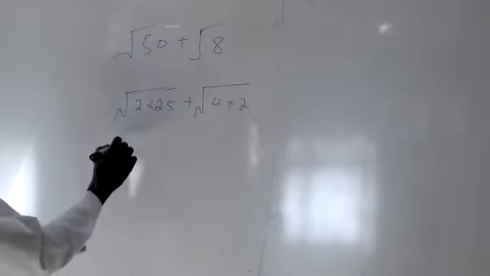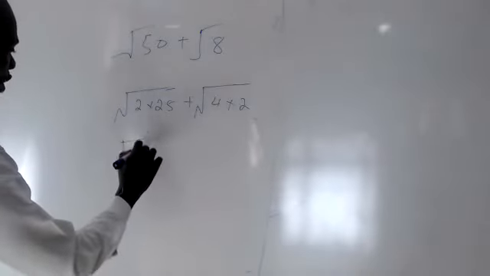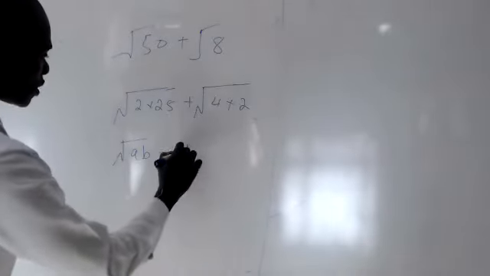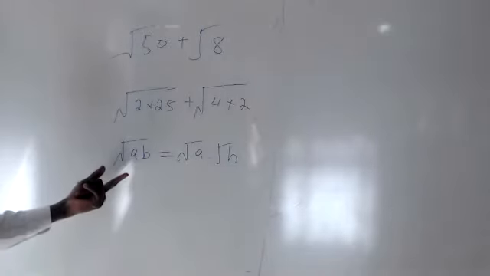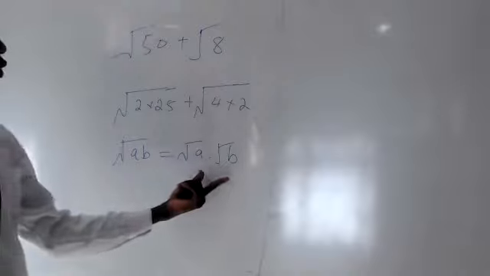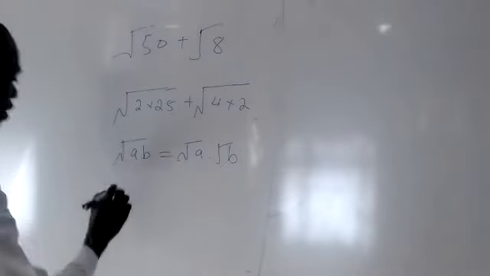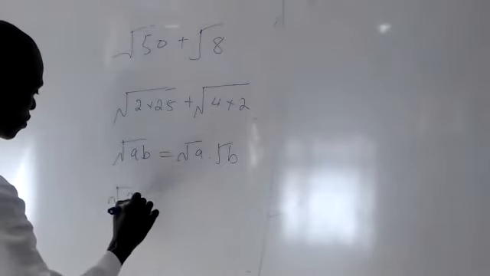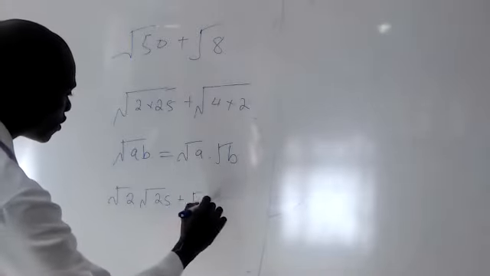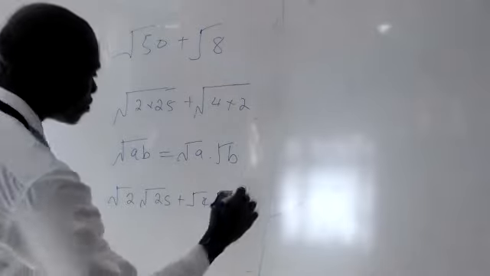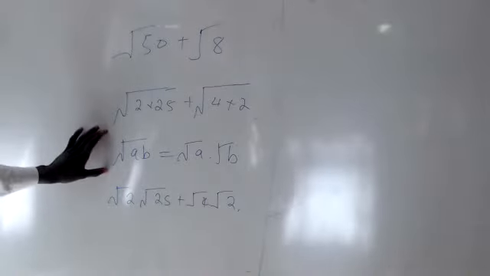Then at this stage, you remember the rule that the square root of a times b is the same as the square root of a times the square root of b. The square root of a product is simply the product of the roots. So you can write this as the square root of 2 times the square root of 25 plus the square root of 4 times the square root of 2, by applying this law.